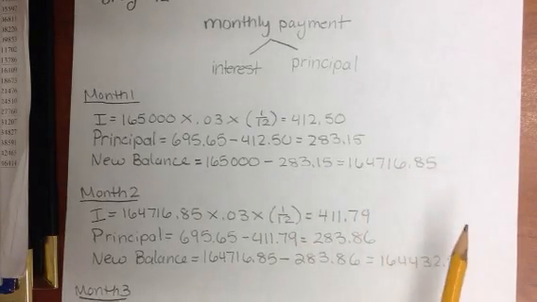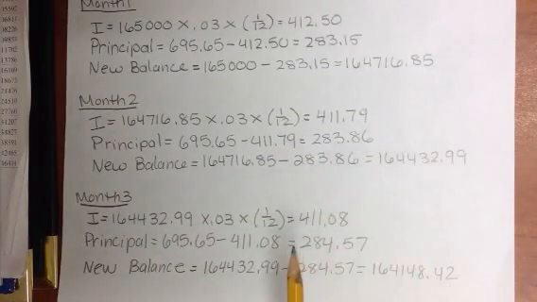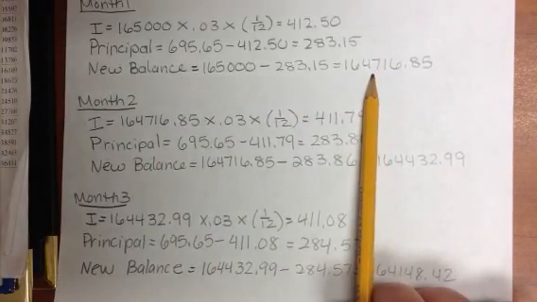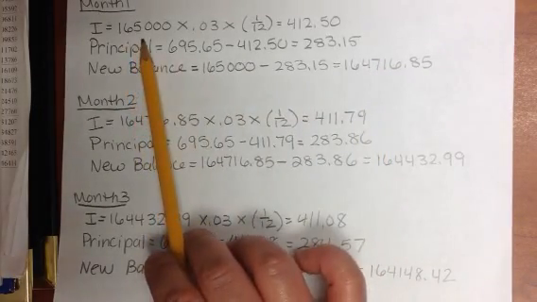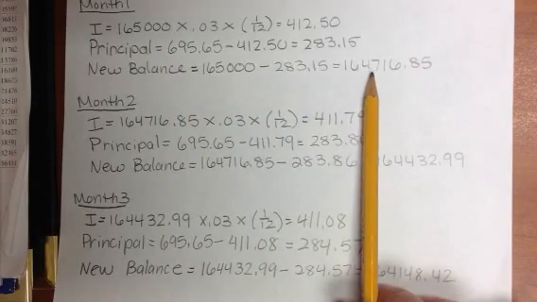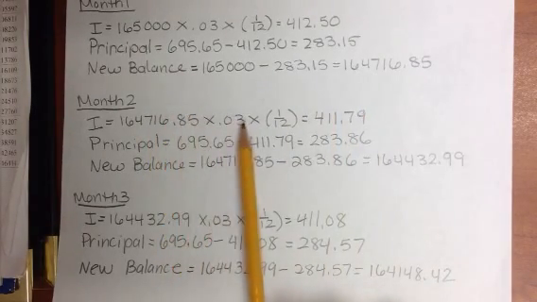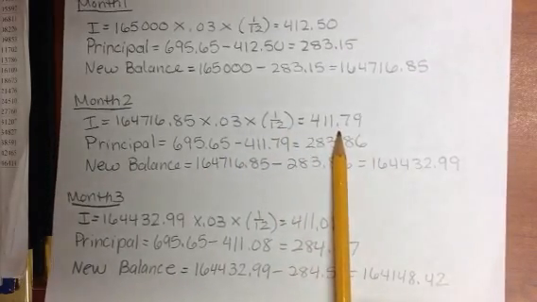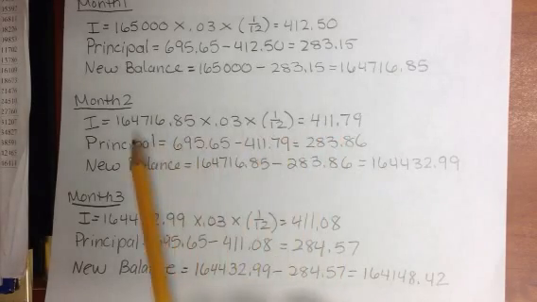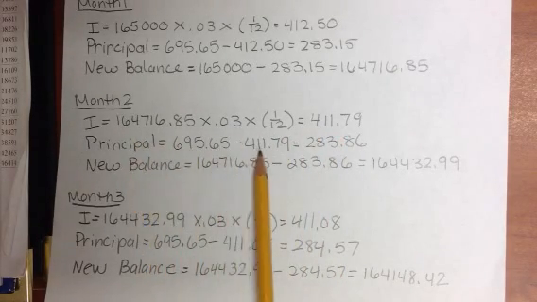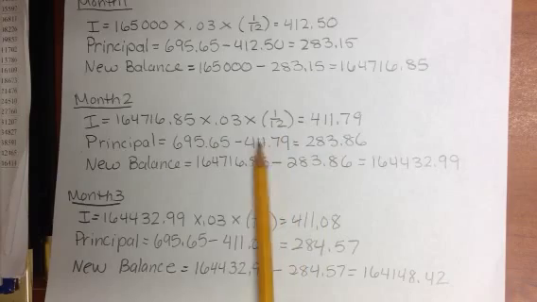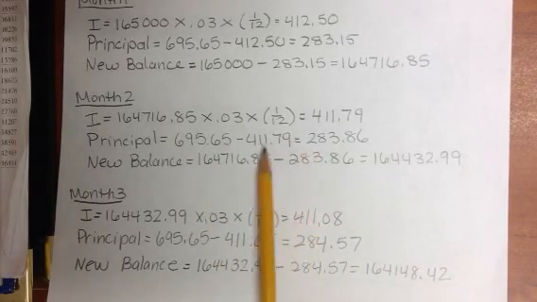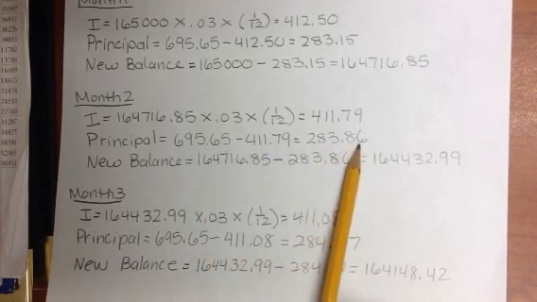I jump into month 2. I just repeat the process. However, when I put my principal in, I'm going to use my balance from the previous month because I don't owe $165,000 anymore. This is my new balance. So this is what I'm going to put in for my principal. Then I still do times my rate times 1 out of 12 months a year. I multiply that together and I get $411.79. Then I have to subtract that from my monthly payment. Since this is my interest, if I subtract that from my monthly payment, I know how much goes towards my principal. So in this case, after I do my subtraction, I get $283.86.